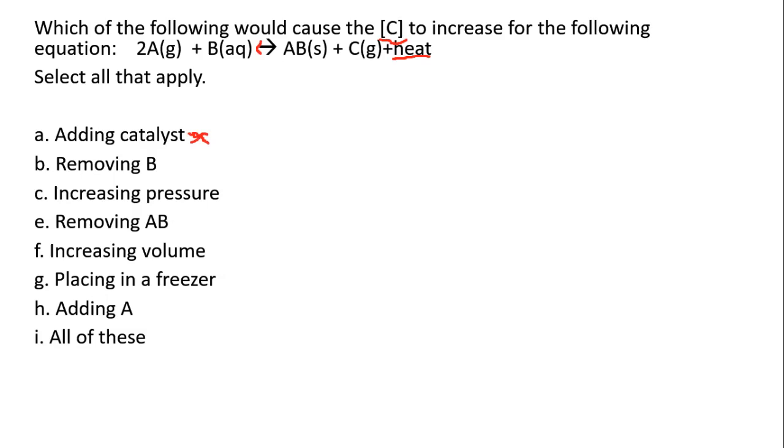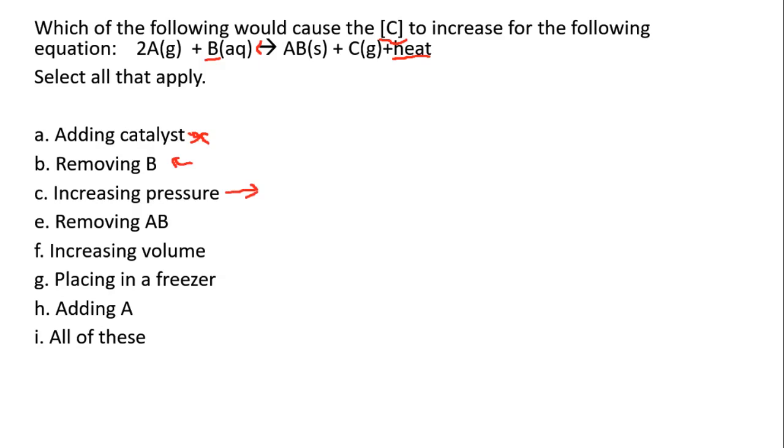Removing B. B is a reactant. If we remove a reactant, which way will it go? That's correct. It's going to shift to the reactants. Increasing the pressure. Increasing the pressure will shift to what side? That's correct, the side with the fewer moles of gas. And which side has the fewer moles of gas? That would be C. That is correct. So it's going to shift to the product side.